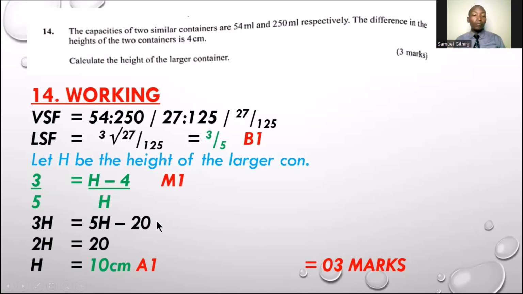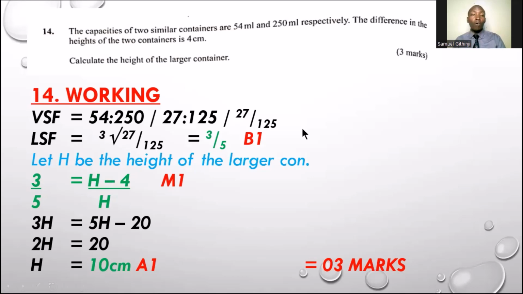Then you go ahead to cross multiply here. This is 3h, this is 5h minus 20. Remember, this should be in brackets at all times, my student. With that, you go ahead and solve. h will be 10 centimeters. As simple as that, my student. Remember, this is a national exam question, so it's a question that you can easily handle, and 3 marks is just some good marks for you, student.